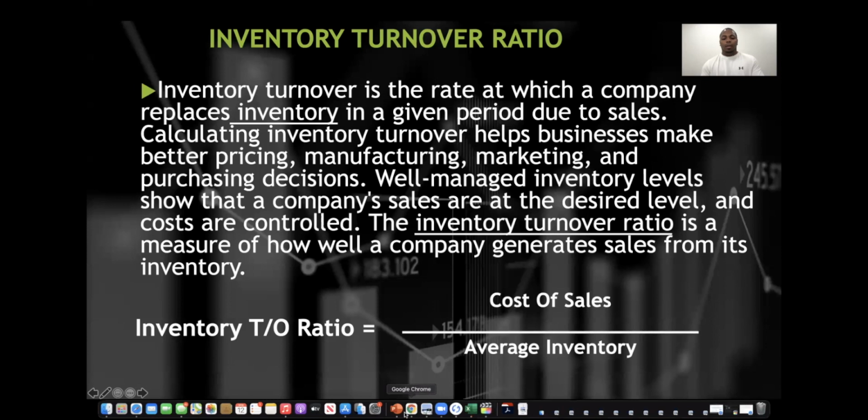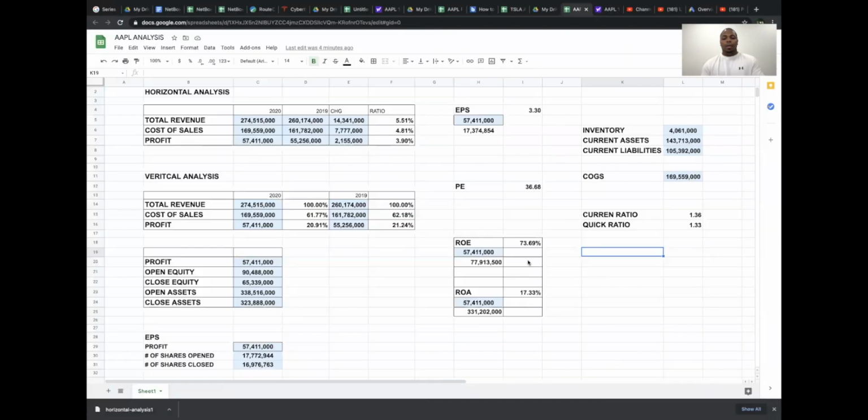So let's do it. Let's see how well Apple's doing in turning over its inventory. Let's see how many times Apple turned over its inventory in 1 year. So in order to get there, we take the cost of sales, right? So let's put right here, inventory, T/O, and the days.